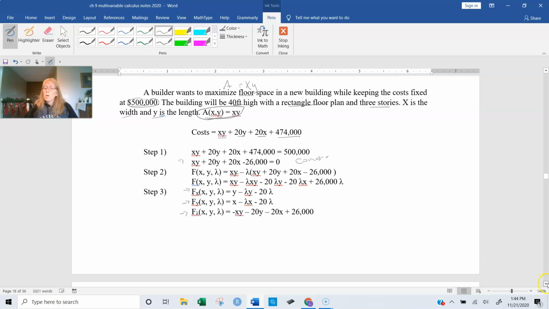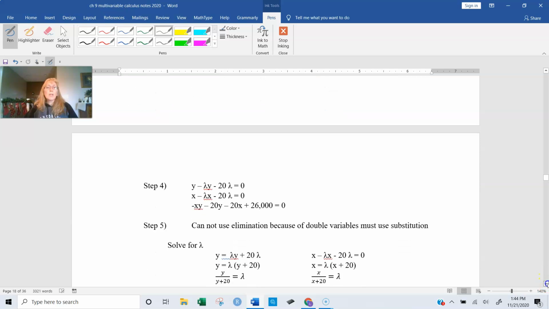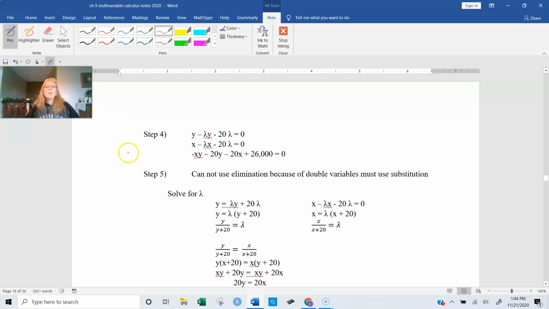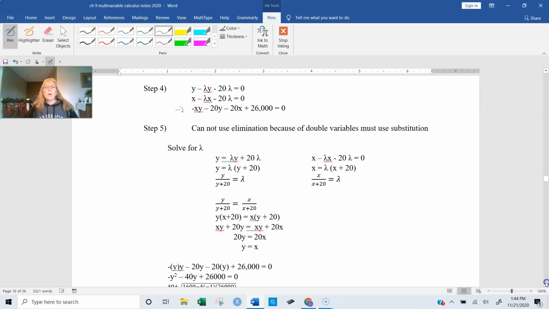Okay, we've done our work. Now we can actually do our calculations. So we set them equal to 0. And again, we need to solve these things. The double variable here causes an issue. This is something new, so we can't just use straight substitution. So what we do here is we solve for lambda like we did last time, set those equal to each other, and now let's solve this.